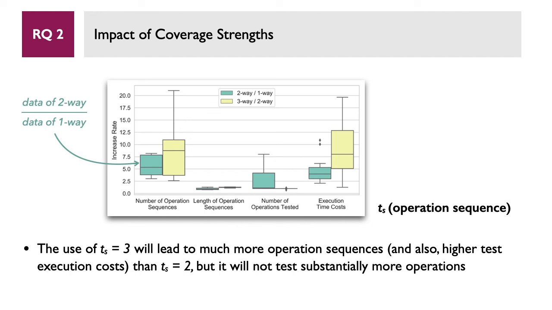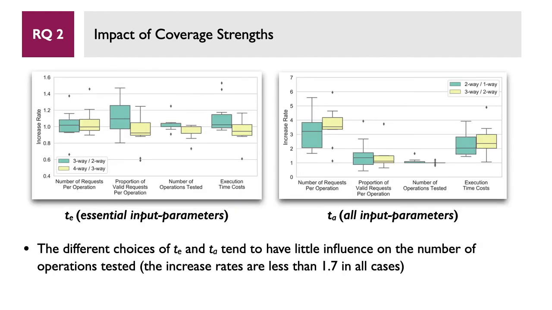For the coverage strength of operation sequences, we can see that two-way coverage tends to be the best choice, as the use of three-way coverage will lead to much more operation sequences and higher testing cost than the use of two-way coverage, but it will not make substantially more operations actually tested. While for the coverage strengths of essential input parameters and all input parameters, the different choices will not make great differences in the number of operations tested, as only a low increase rate can be observed.